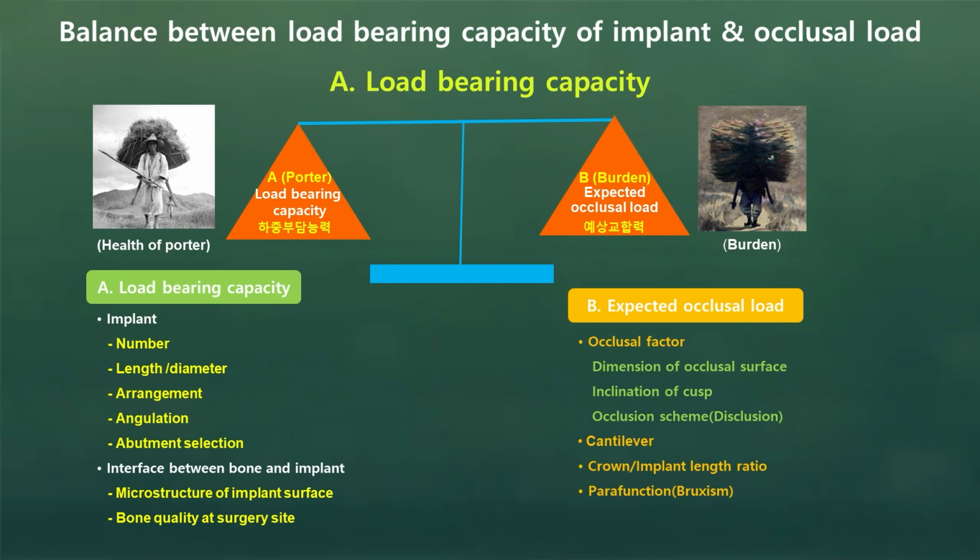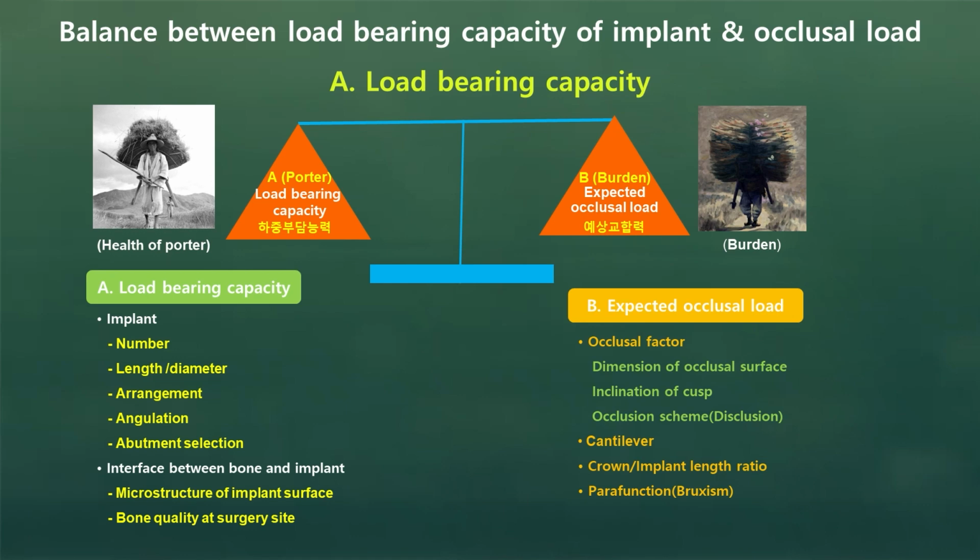If the worker or carrier is healthy and has appropriate amount of load, that person can go on for long distances, but if the carrier is weak and has excessive load, you can see that there could be problems within a short period of time. Load balancing is very important. It is, in essence, about how strong the implant and implant prosthesis are. Also, we need to consider how much load that goes on top of. First, let's look at load-bearing capacity.